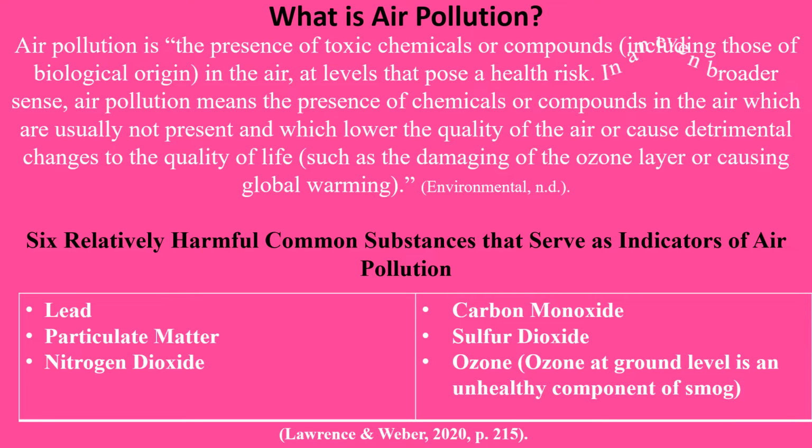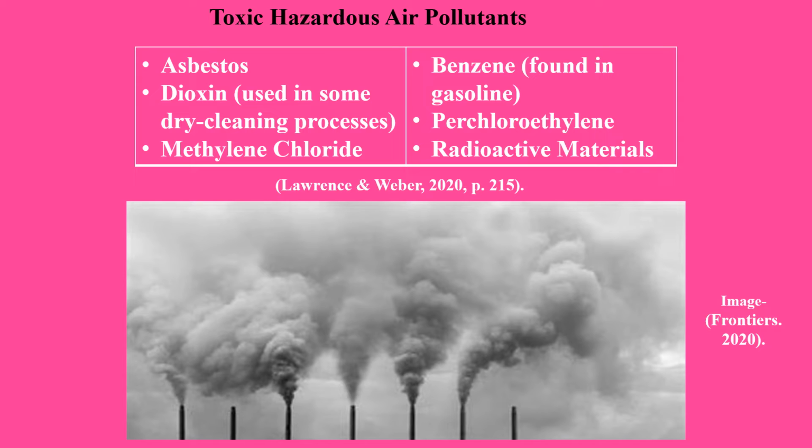There are 6 relatively harmful common substances that serve as indicators of air pollution. They are lead, particulate matter, nitrogen dioxide, carbon monoxide, sulfur dioxide, and ozone. Here is a list of toxic hazardous air pollutants. And this image shows just how much pollution that industrial companies are able to produce.